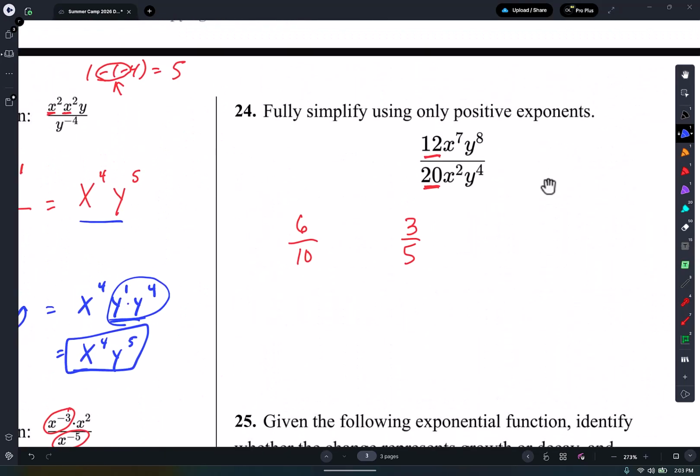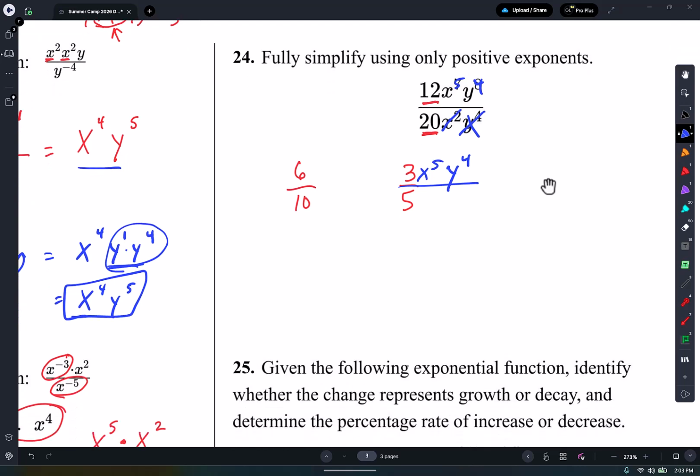I have x to the 7th. I got to be careful. Saying 7x is not the same thing as x to the 7th, so just be careful. X to the 7th over x squared. How many x's cancel? 2. And I'm going to have 5 left in the numerator. Are we still okay? All right, I have y to the 8th over y to the 4th. How many y's cancel? 4. So y to the 4th. There it is. Are we cool, guys? All right, let's go to the next one.